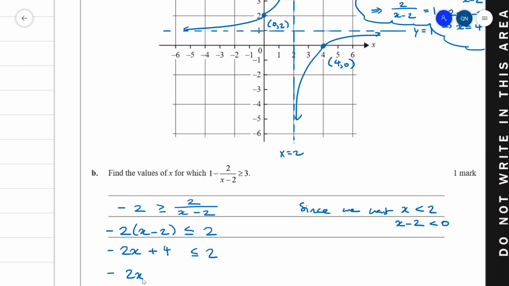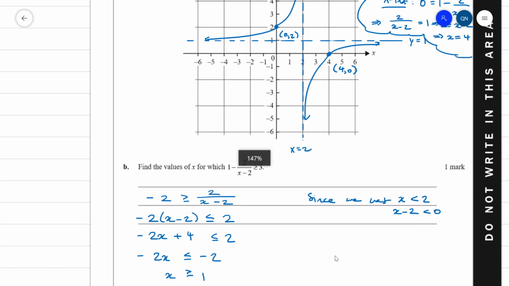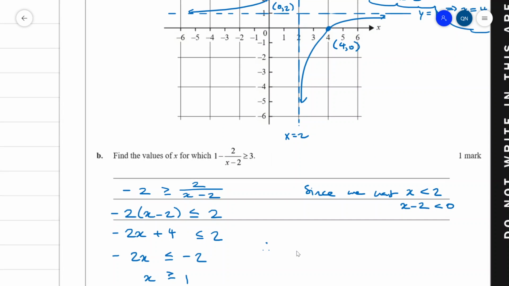So negative 2x is less than or equal to negative 2, I think. So x is, let's say we divide by negative 2, so that's going to flip the inequality sign. So this is greater than or equal to 1. Right, so x is greater than or equal to 1, but remember, we want x less than 2. So what's the intersection of those? It's 1 less than or equal to x less than 2. That should be the answer.